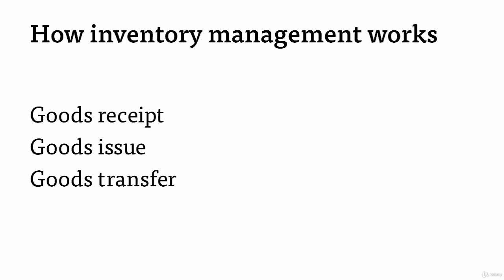When receiving from procurement and production, the stock can be managed as unrestricted use, blocked stock, quality inspection stock and special stock. Now the special stock includes consignment, vendor parts and subcontract.